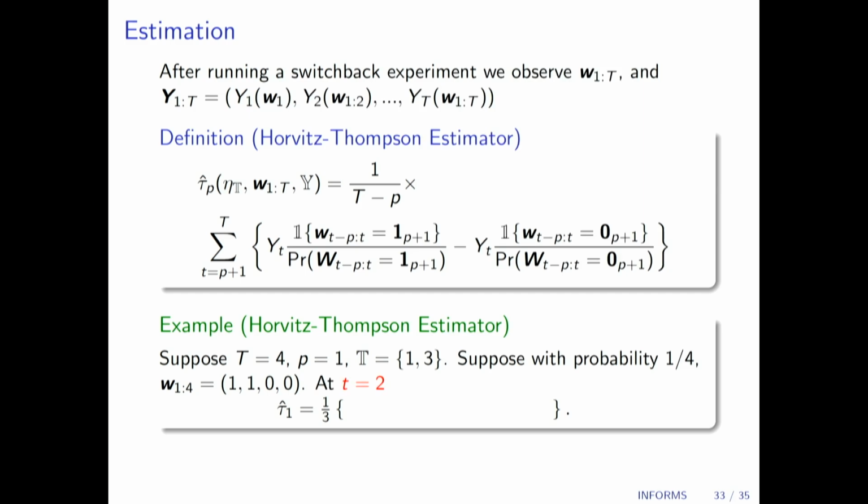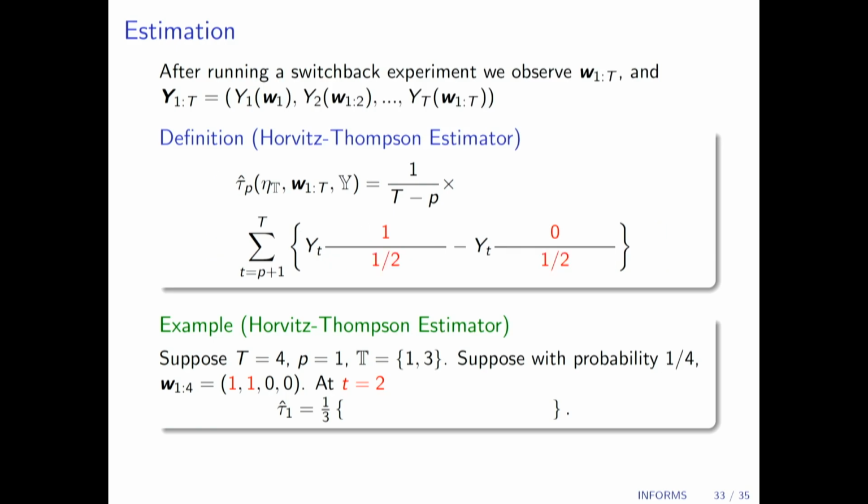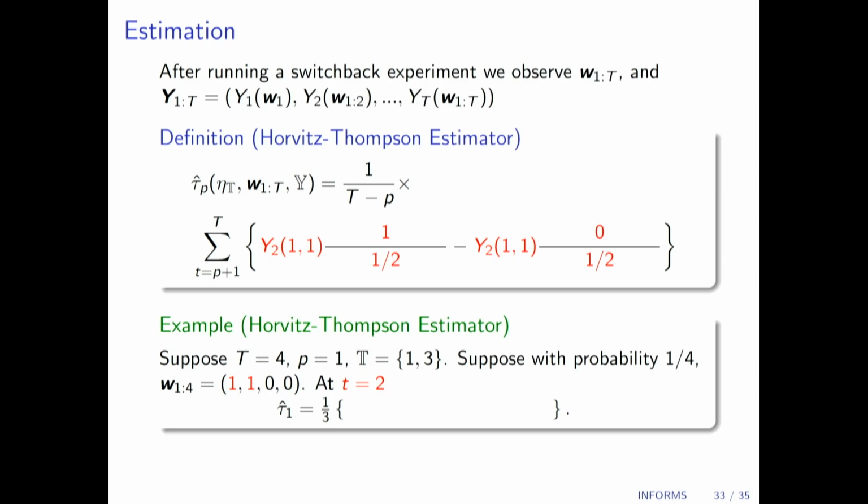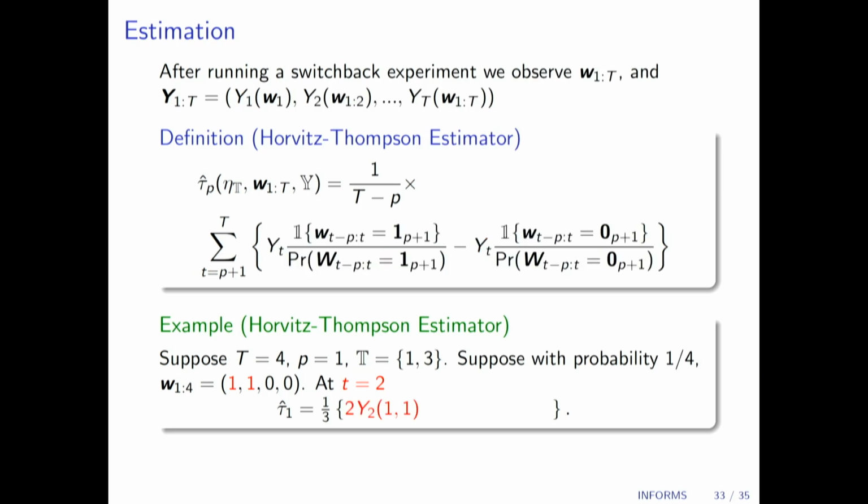So at time period 2, what we're going to observe is that the first indicator in the numerator is equal to 1, and the second indicator in the numerator is equal to 0, because at period 2, we just administered 2 consecutive treatments in day 1 and day 2. And this happens with probability 1/2 because we flip a fair coin in day 1. So in the denominator, we have 1/2. And then what we observe on day 2 is going to be y2 of 1, 1. So then we have, write it down, 2 times y2 of 1, 1. Moving on to day 3.